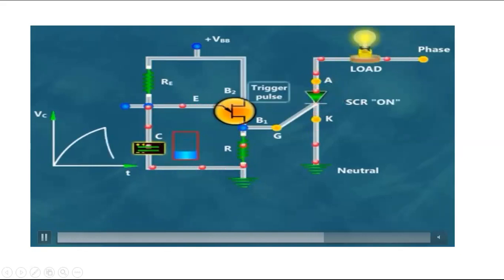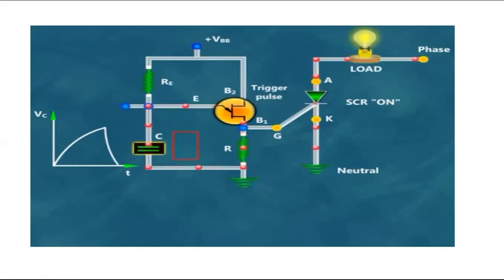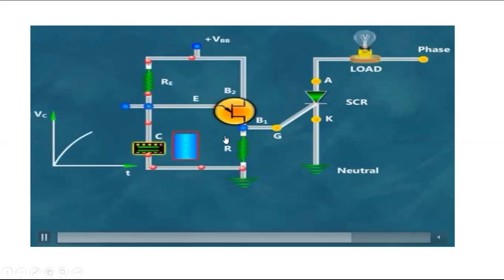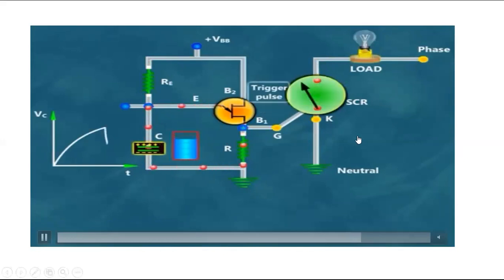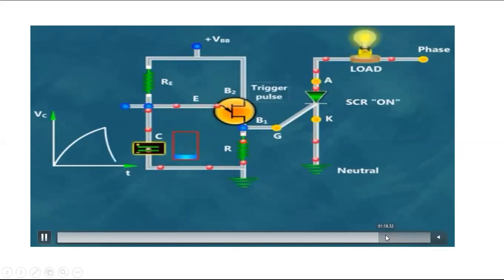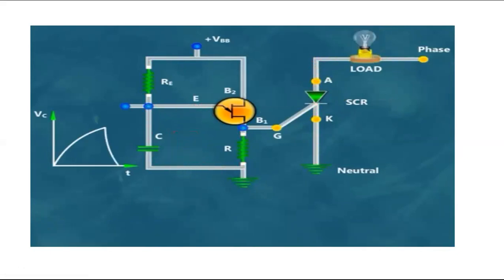So theoretical explanation I'll provide you, but you see the class, the online graphical explanation. How does the current flow? In what way UJT is used? So UJT generates the square wave, which in turn is applied to the gate terminal of the SCR, and then SCR is turned on. This is the basic we are supposed to take.